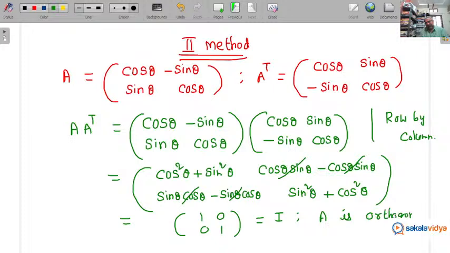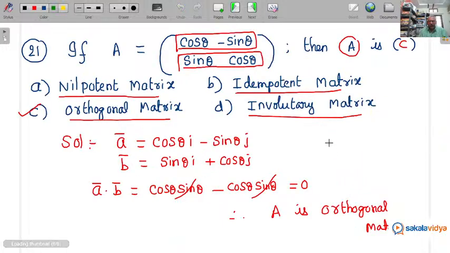This is the intermediate method, the lengthy method, but I also explained the very simple method. So both the methods I have done. As you wish, you can apply. Clear? Right.